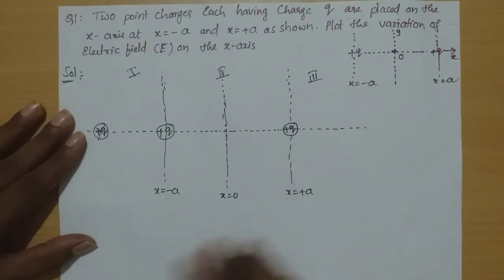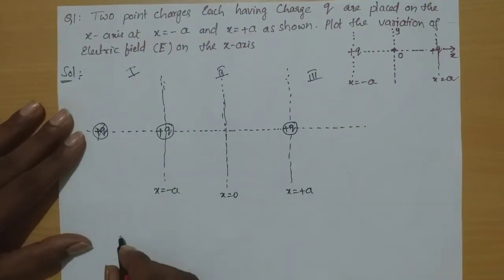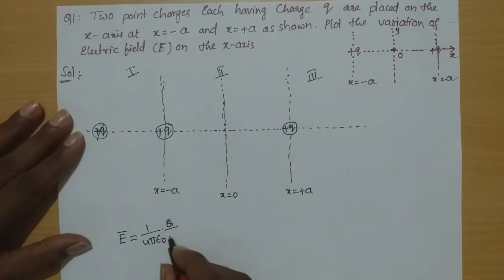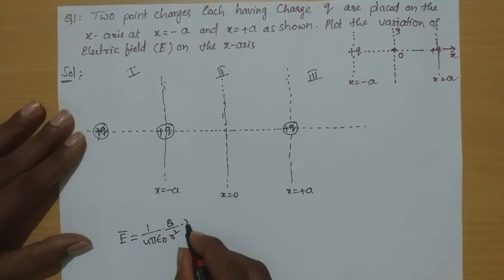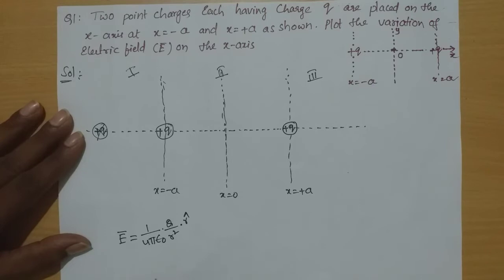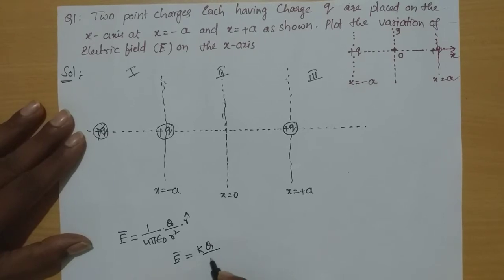Before solving this, I am going to write the formula for the electric field produced by a point charge. E bar equals 1 by 4 pi epsilon naught q by r square into r cap. This is the vector form. Replacing 1 by 4 pi epsilon naught with k, E bar equals k q by r square into r cap. Remember this.